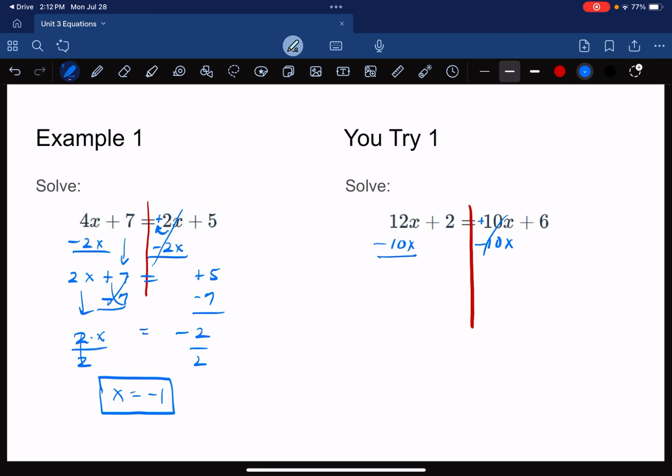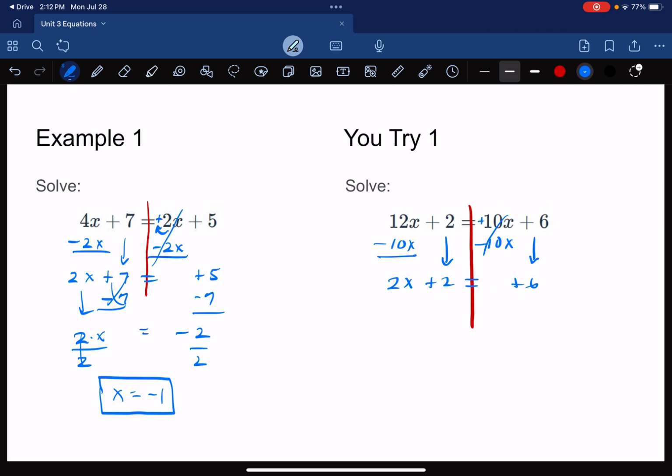And so I do the same thing on the other side to keep my equation balanced. 12 minus 10 is 2x. Bring down the plus 2. Bring down the plus 6. Okay. Now the 2 and the 6 go together. Not the 2x, but the 2 and the 6. And they're on opposite sides.